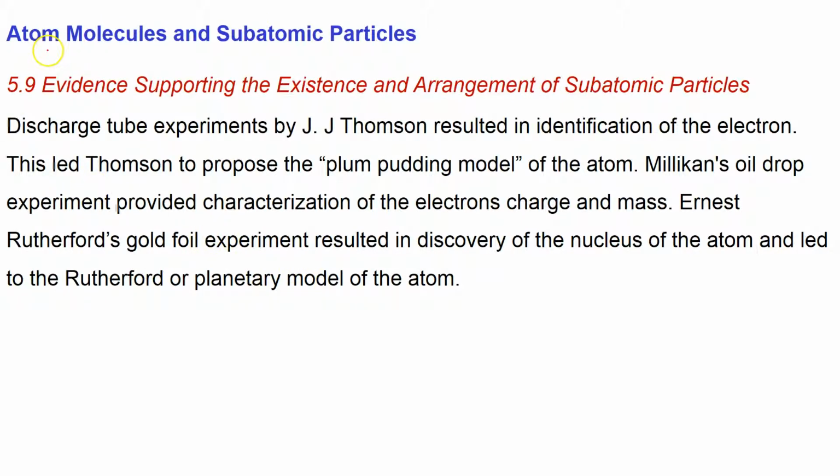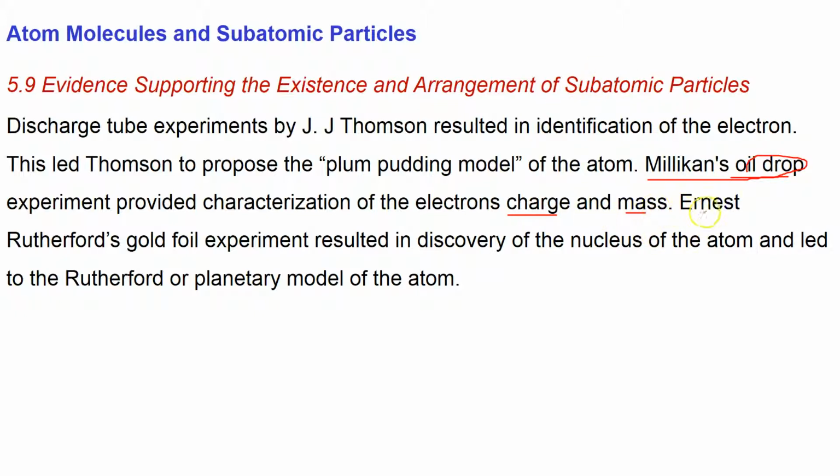So if we break this down into the three key experiments, there were cathode ray tube experiments by J.J. Thomson that resulted in identification of a negatively charged particle called the electron. Thomson proposed the plum pudding model of the atom to explain how the electrons were positioned within the atom. It was sometime later that Millikan was able to completely characterize the electron's charge and mass through the oil drop experiment.